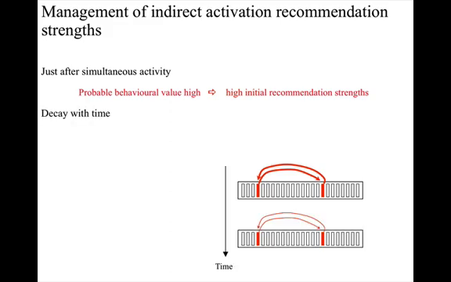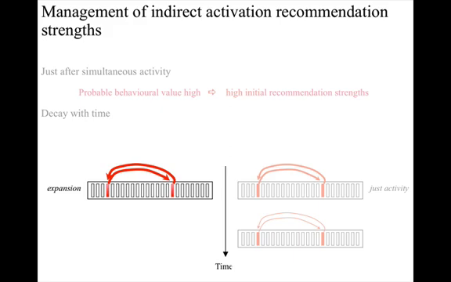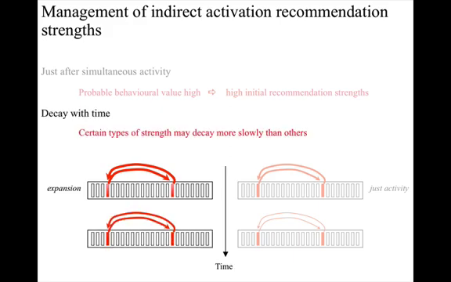But as time passes, if the simultaneous activity doesn't occur again, the probability of relevance gets less, and therefore the probability of indirect activation should decay fairly rapidly with time. On the other hand, if the simultaneous activity involved receptive field expansion, that's generally a stronger indication of possible later relevance. So the probability of indirect activation should decay more slowly.